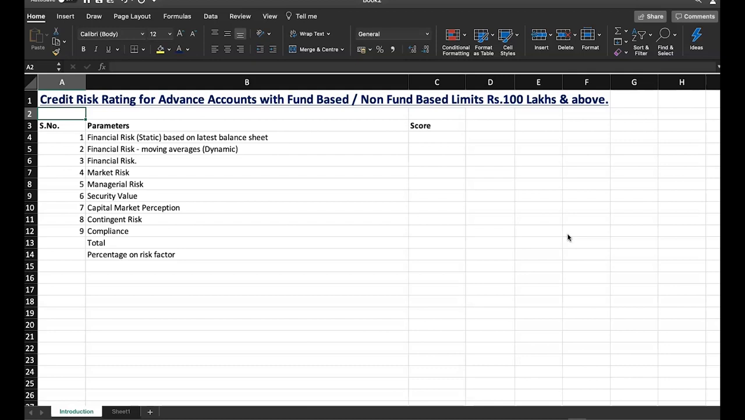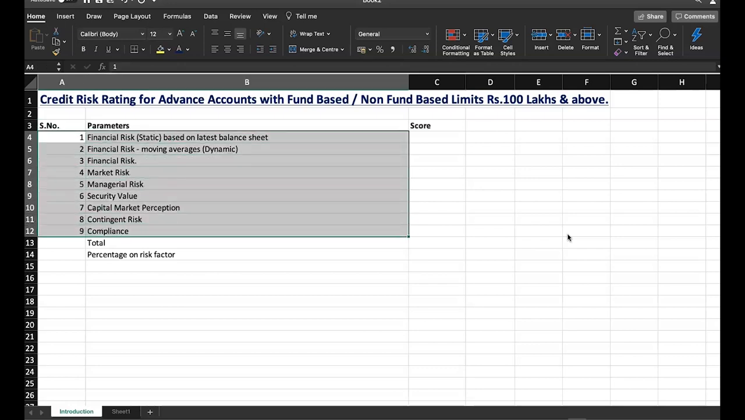Okay, all right. So what are the parameters banks will be looking at? Here I have listed broadly 9 parameters. To start with, the first one is the financial risk parameter. This is basically a static parameter based on the latest balance sheet, where the bank will be analyzing the liquidity and the long-term solvency by going through the current ratio and TOL by TNW ratio. They'll also look at the interest service coverage ratio, then profitability, profit margin. All those come under this.